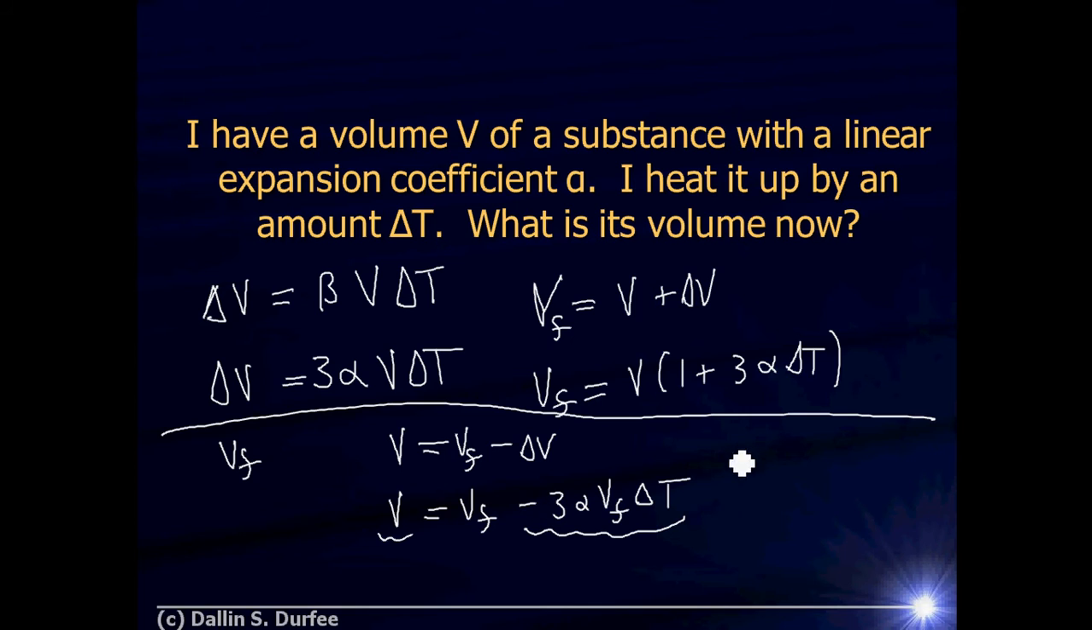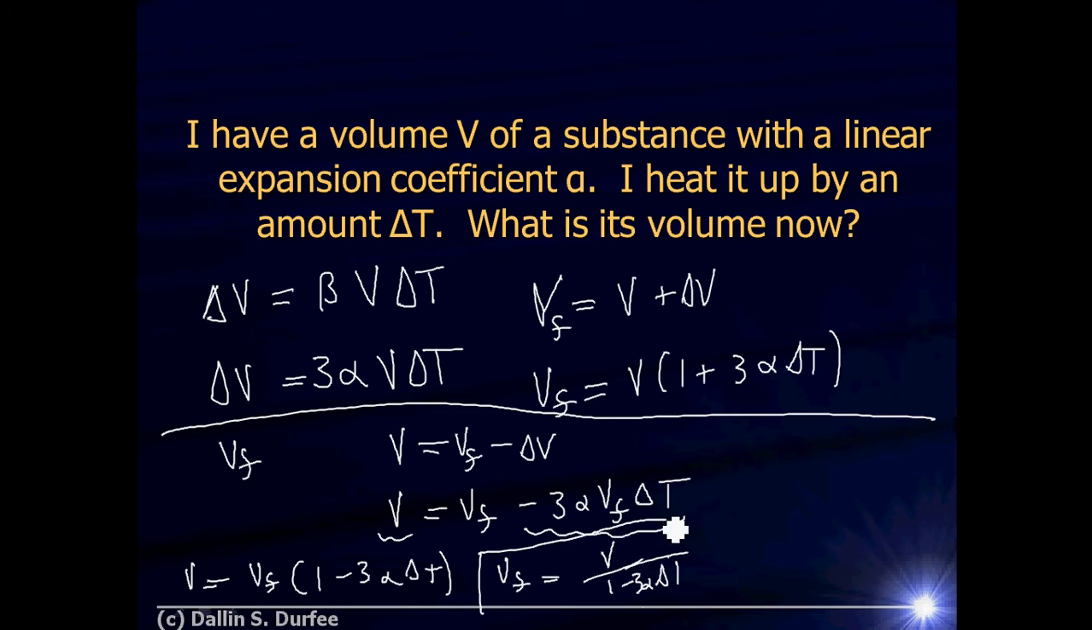But if we solve this for VF, are we going to get the same thing we had before? So V is equal to, we factor out the VF, 1 minus 3 alpha delta T, all right? I put a minus sign there because I'm assuming delta T is positive. Anyway, moving forward, if I solve this for VF, we get V over 1 minus 3 alpha delta T. And you see, it's basically the same problem, right? We just chose to solve it backwards, but we get a different answer.